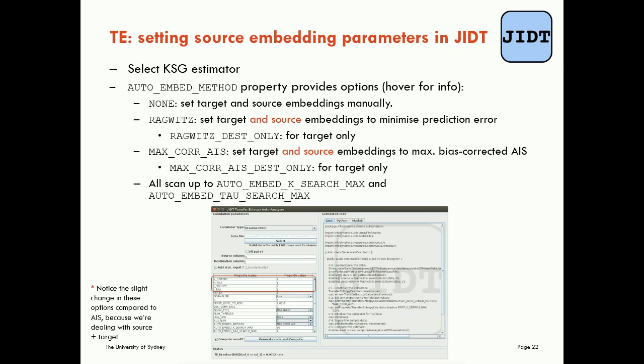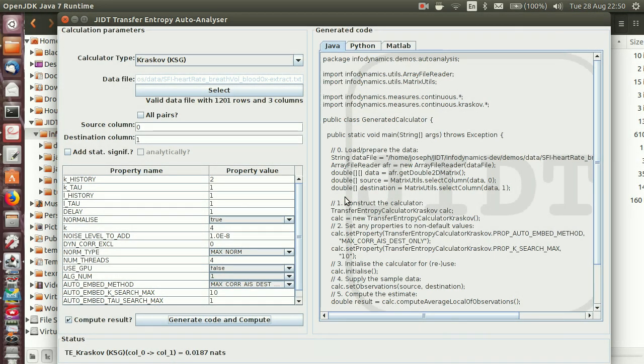Looking at how to do that in the Auto Analyzer GUI, what we can do is go back to the KSG estimator, which I will at the moment, and look at the other options for the auto embed method. Okay, and here we see, if I pull down this drop-down menu again, there are 2 other options, RugViz and MaxCore AIS, that I didn't go through before. What they're doing is almost the same as what their counterparts dest only are doing, but they're embedding both the destination and the source up to the search maximum parameters that we looked at earlier.